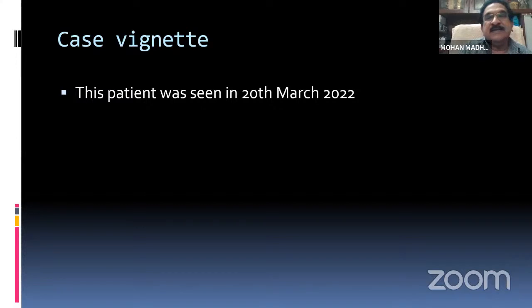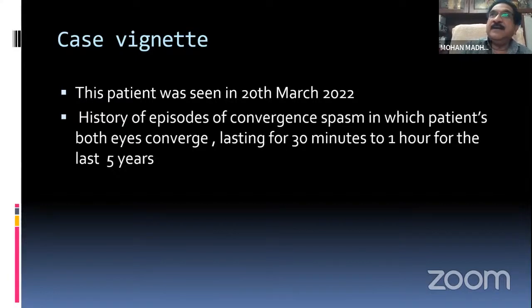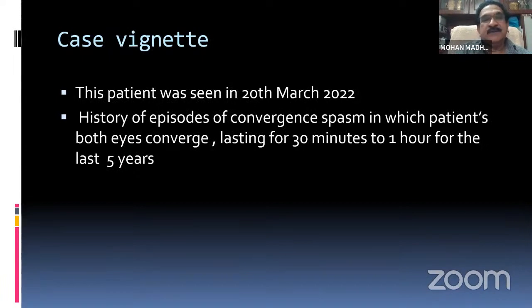This patient was seen in March 2022, that is, seen by me. The history, in fact, dates back 5 years, with a history of episodes of convergent spasm, where both of the patient's eyes will converge, lasting 30 minutes to 1 hour, for the last 5 years. And then it goes back again.